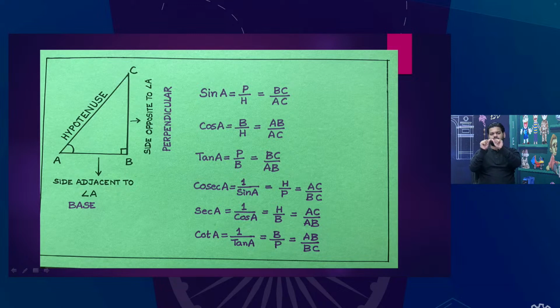And what is sec A? It is reciprocal of cos A, which I can write down as hypotenuse upon base, that is AC upon AB. And what about cot A? That is reciprocal of tan A. I can write base upon perpendicular, that is AB upon BC. And I think the figure is very much clear. We know the base is AB, side adjacent to angle A, and BC is side opposite to angle A, which is known as perpendicular, and AC is hypotenuse.